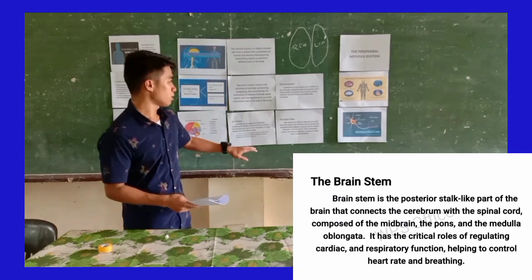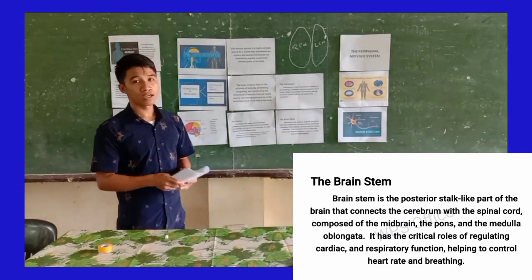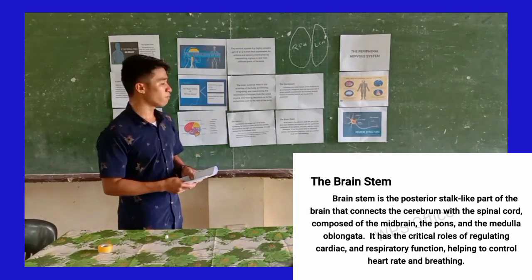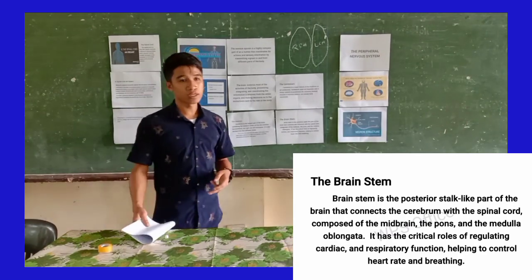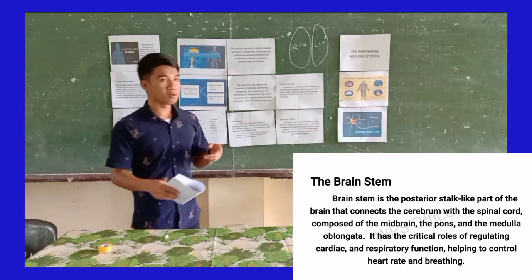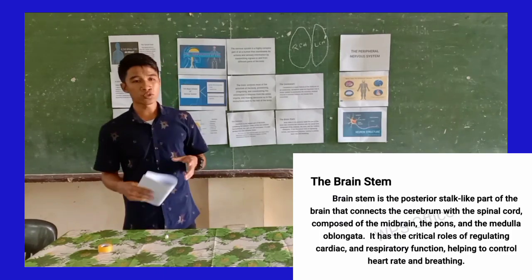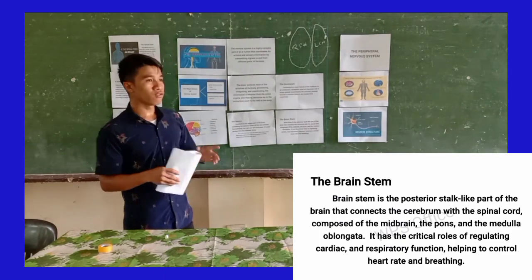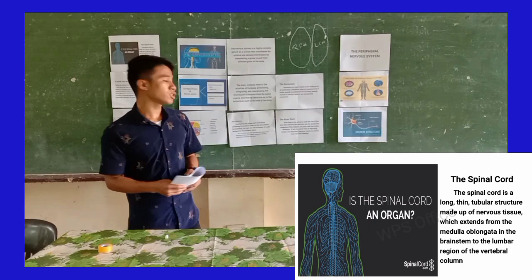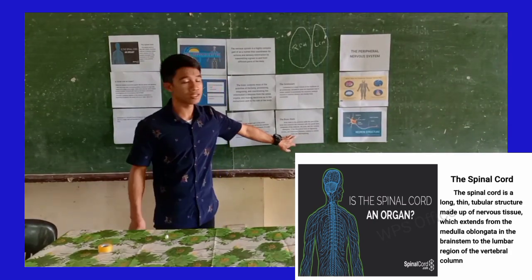That is because the function of the brainstem is to control the involuntary movements of our body, such as our breathing, the movement of our heart, the circulation of the blood, the movement of some parts of our muscles inside our body, which we cannot control through motor movement or our voluntary actions. So that is helping to control the heart rate and breathing.